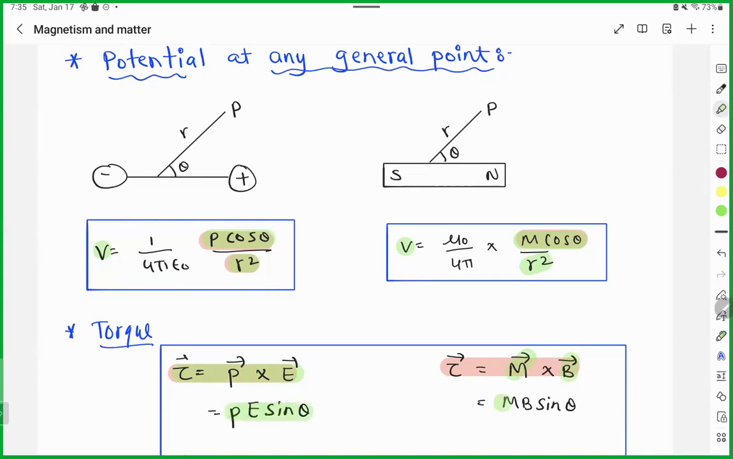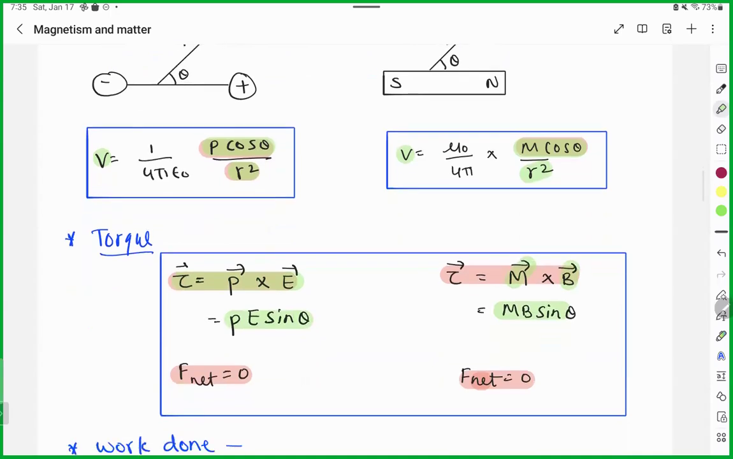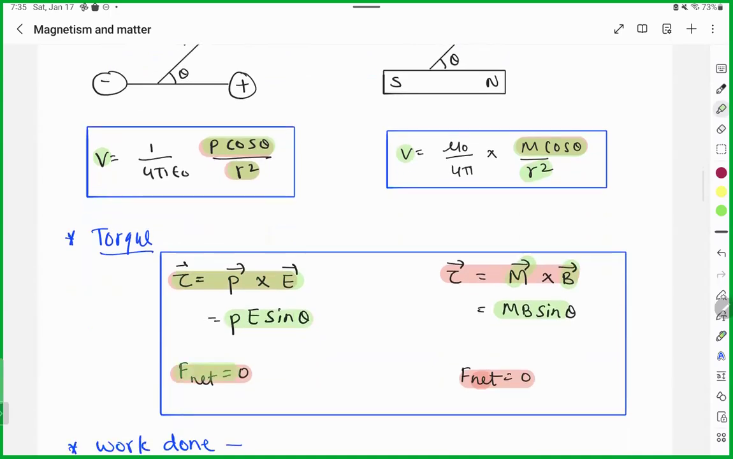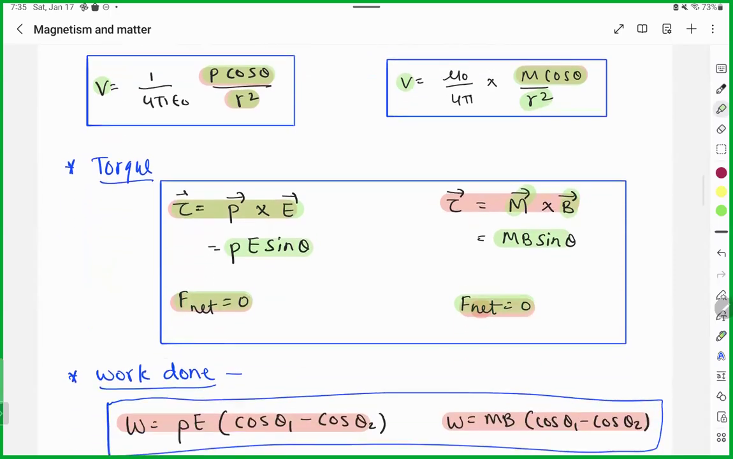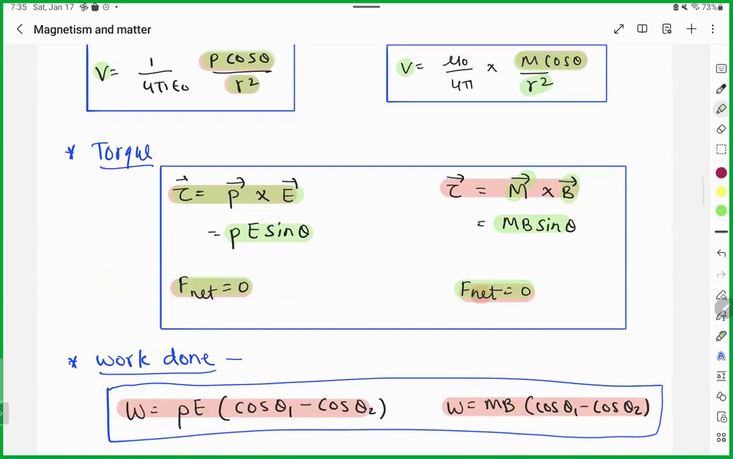Same way. Here, net force will be zero. Here also net force will be zero. Work done. Here, work done is equal to PE (cos theta 1 minus cos theta 2). Same. Instead of P, M, instead of E, B, cos theta 1 minus cos theta 2.